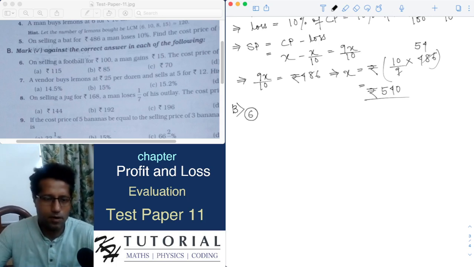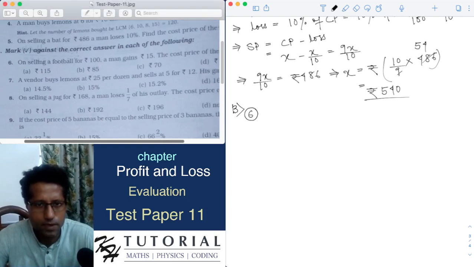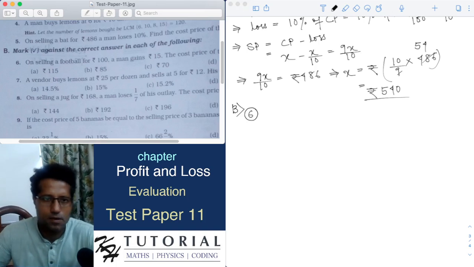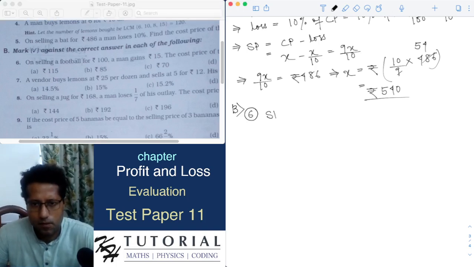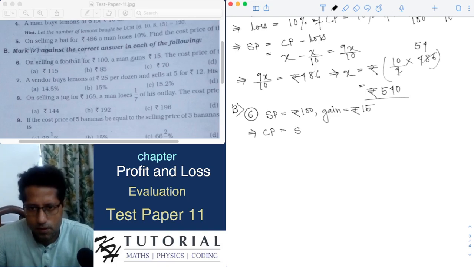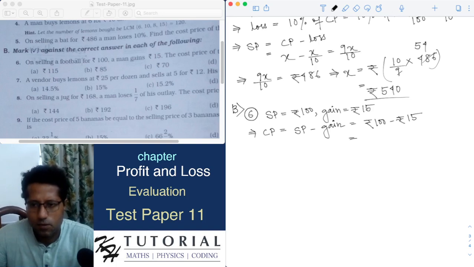It says, on selling a football at rupees 100, a man gains rupees 15. The cost price of the football is. So the selling price is given to be rupees 100 and the gain is given to be rupees 15. So this implies, since there is a gain, the cost price should be selling price minus gain. This equals rupees 100 minus rupees 15. This equals rupees 85 is the cost price.